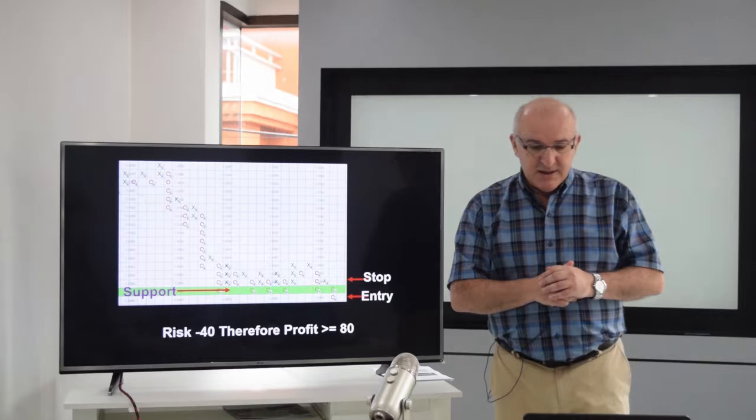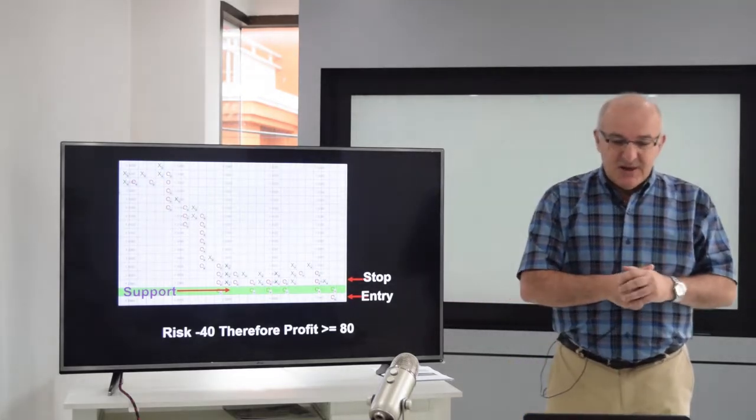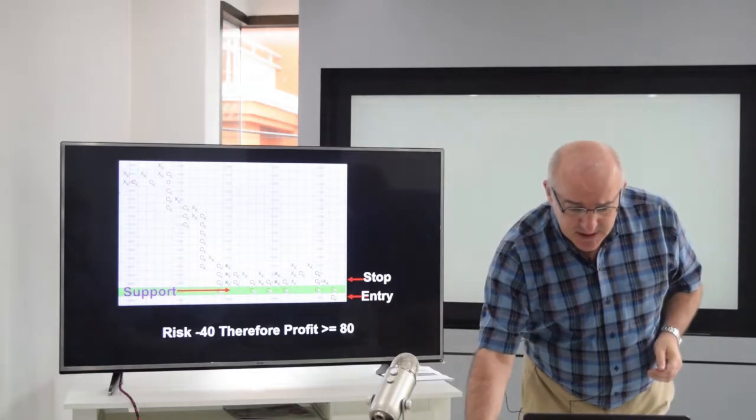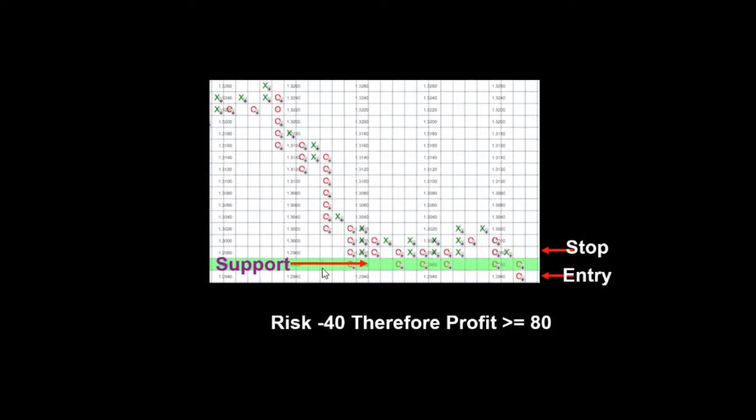Now, something slightly more contemporary, right up to date. Last week, GU, sterling against the dollar, or as I call it, cable. We had a big support area at 124.60 on the 20 pip chart, and finally we broke it convincingly. And again, we look at our risk management. I was taking a 40 pip risk, so I had to take an 80 pip profit.